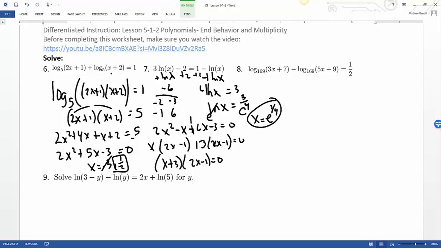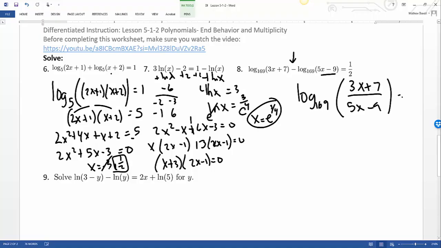For number 8, I need to combine these together. Now this is a minus, so that means this is going to go in the denominator. So log base 169 of 3x plus 7 over 5x minus 9. That equals 1/2. Base 169 to both sides. So 3x plus 7 over 5x minus 9 equals 13.